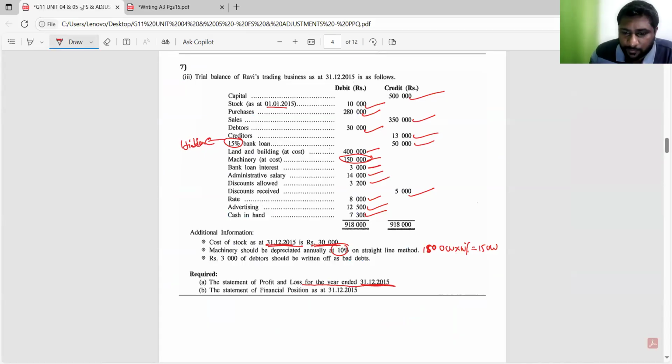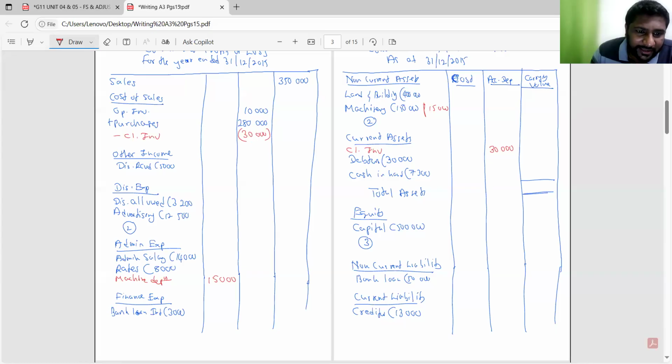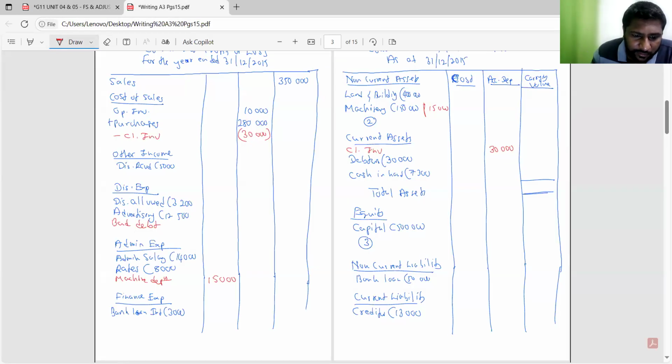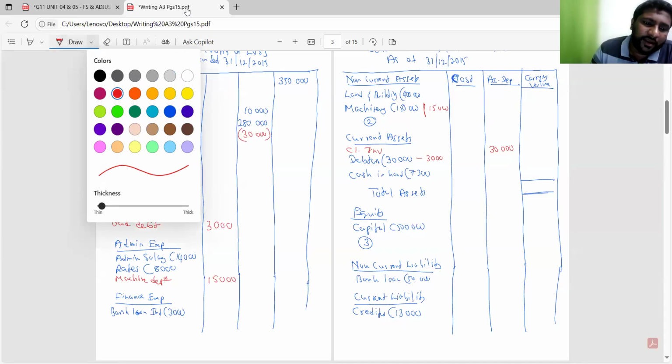Next one. Debtors should be written off 3,000. Bad debt. The bad debt is a distribution expense. Two places. So how many times have I told you? This one we did lots of times. Bad debt 3,000, one place. Bad debt will reduce the debtors by 3,000, the second place. That's all. Now you can finish the question.